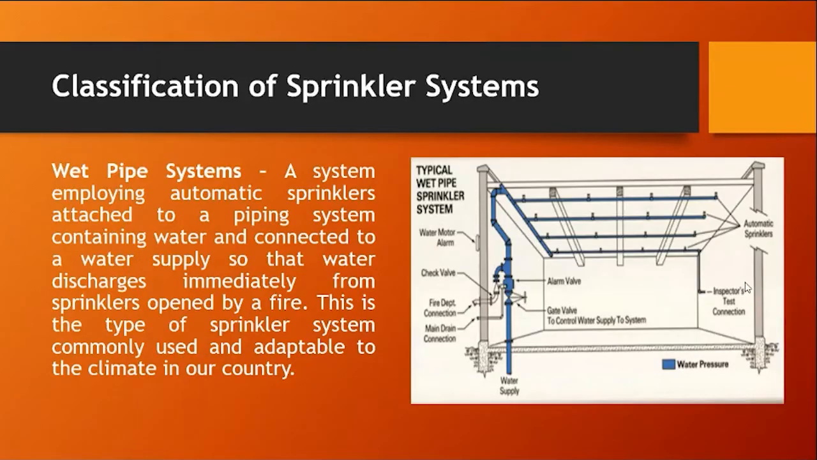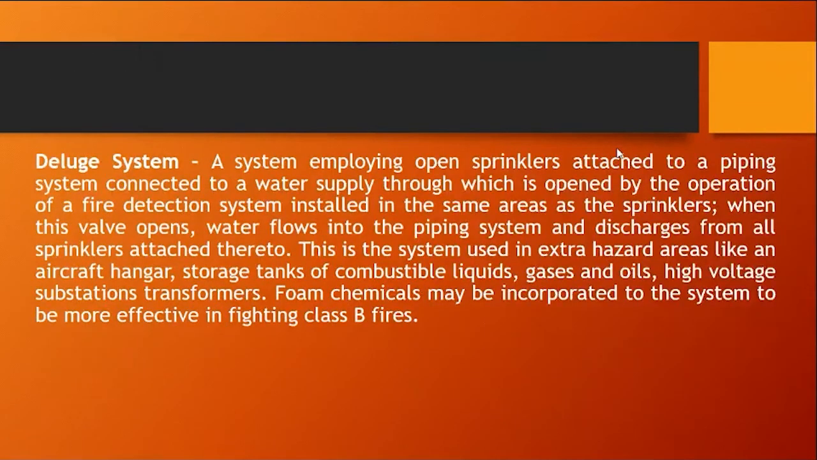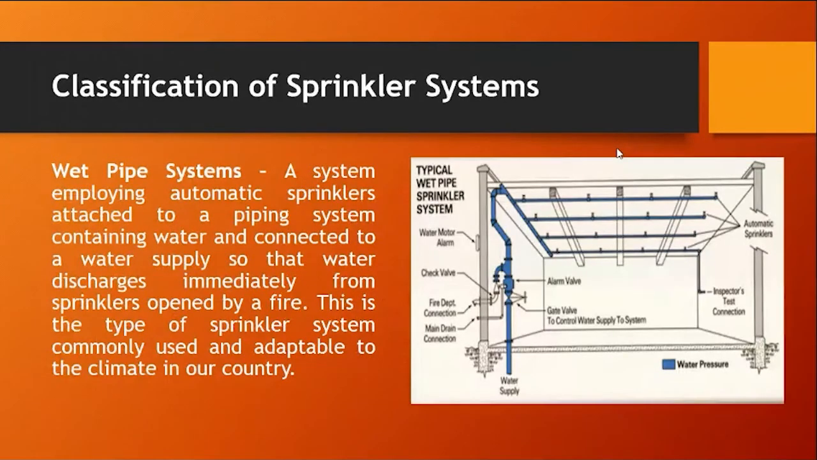So, classification of sprinkler system. First is wet pipe system, a system employing automatic sprinklers attached to a piping system containing water and connected to a water supply so that water discharges immediately from sprinklers opened by a fire. This is the type of sprinkler system commonly used and adaptable to the climate in the country. So, ito yung itsura niya. Typical, nasa taas yung sprinklers. Opo, sir, yung parang nakikita natin sa SM, sa Robinson.